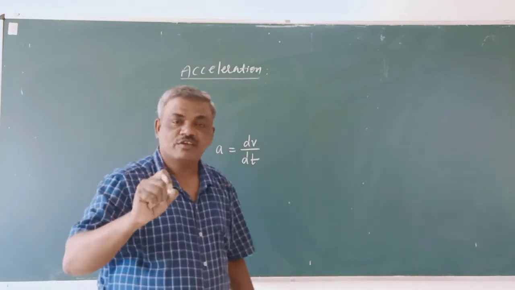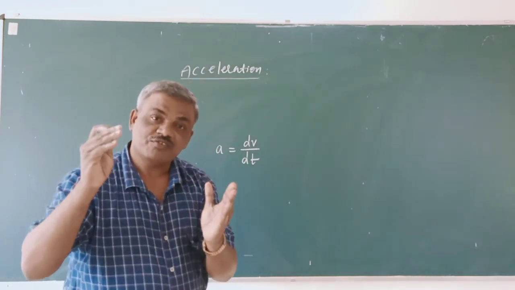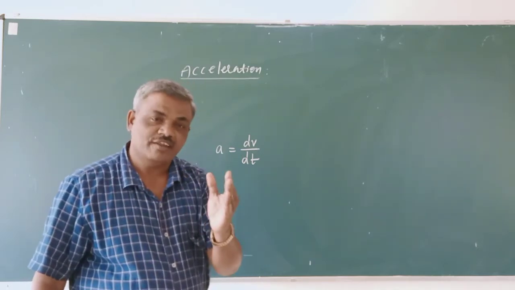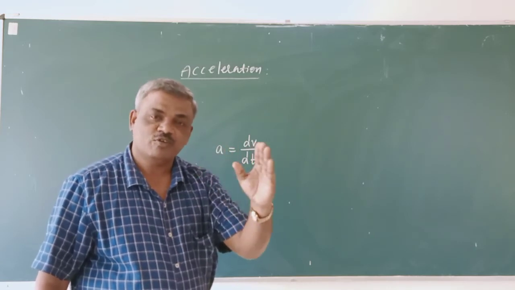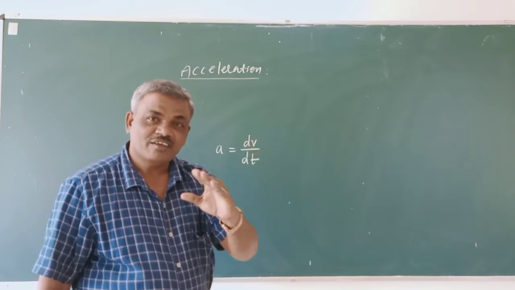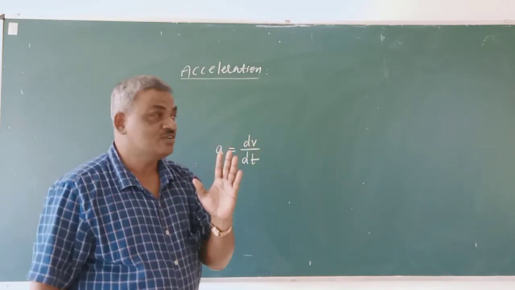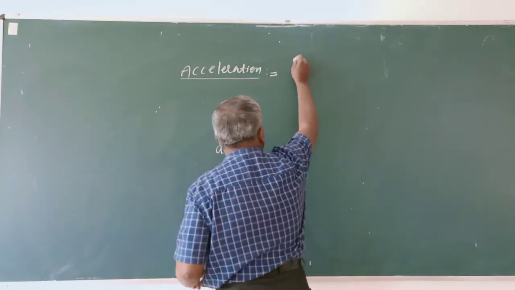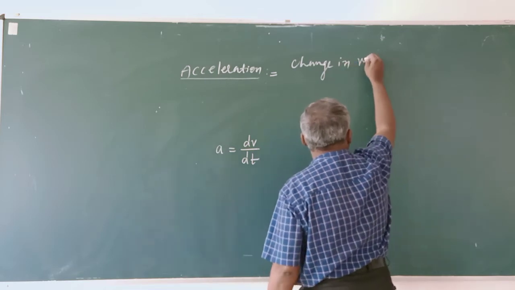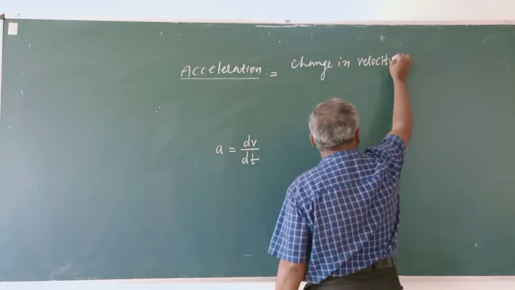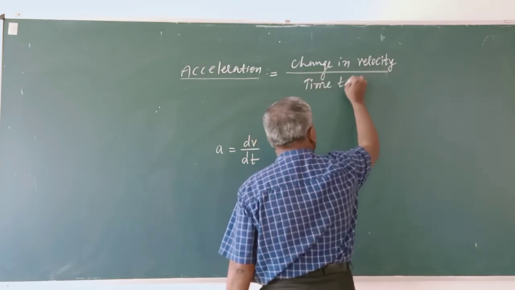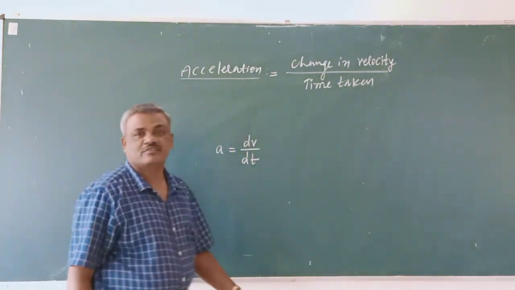For example, within 1 second, how much velocity of your vehicle will be changed? I already told you that your vehicle may maintain 40 km speed, 50 km speed, 60, 70. So in this order, what happened? Velocity will be changed. So acceleration equals change in velocity by time taken.